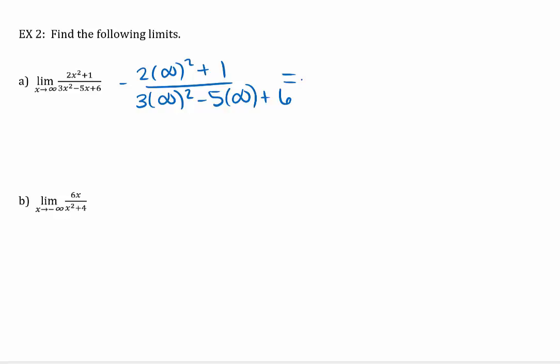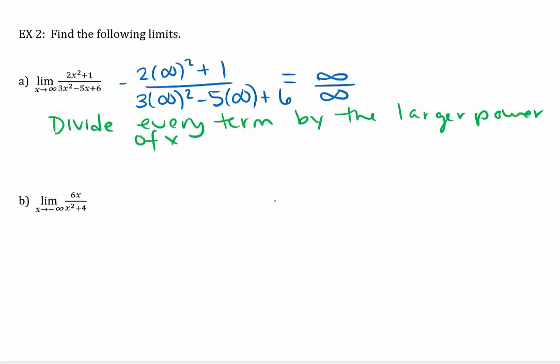I have infinities on the top and infinities on the bottom. That is starting to look indeterminate to me. I don't really know what's happening here. And so the work that I'm going to do in these problems is I'm going to take the function and just divide every term by the largest power of x. In this particular case, that means I'm going to be dividing everything by x squared.